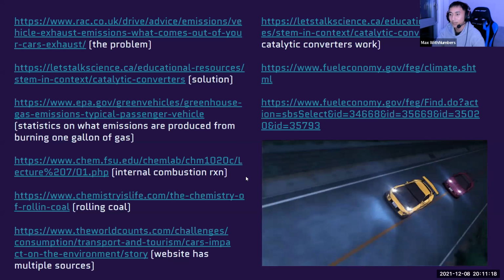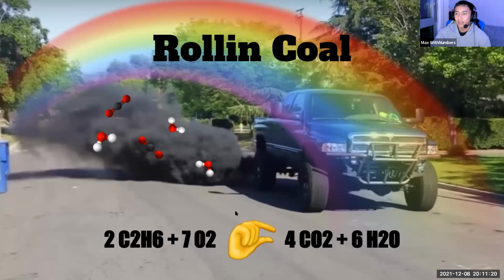And then there's our bonus slide about rolling coal. So this is a popular trend mostly in the South with diesel engines. Since they produce this black soot, naturally people take out the catalytic converter and the filters that prevent this black soot from being released, just so their car can do this for some reason.